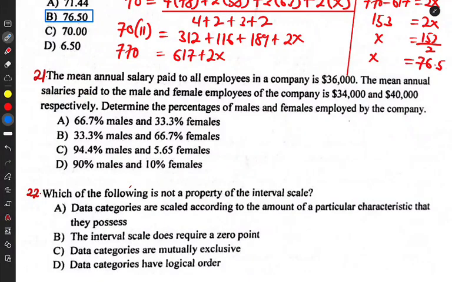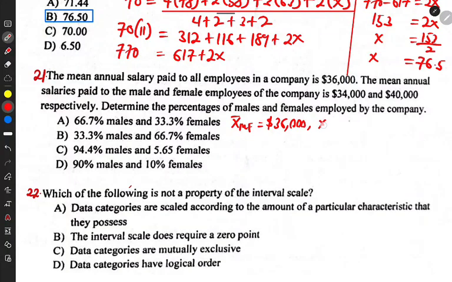The mean annual salary paid to all employees in the company is $36,000. So the mean for all employees. So we have employees, male and females up here, because employees are generally a combination of the two, unless it is specific. But let's read. So the mean annual salary paid to male and female employees of the company is $34,000 and $40,000 respectively. So now we can clearly see why we have a mean of 36 for all the employees. So we'll have the mean, which is equal to that of males and females to be equal to $36,000, okay.